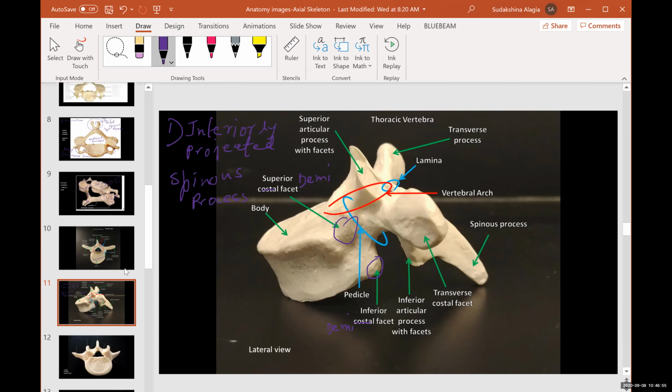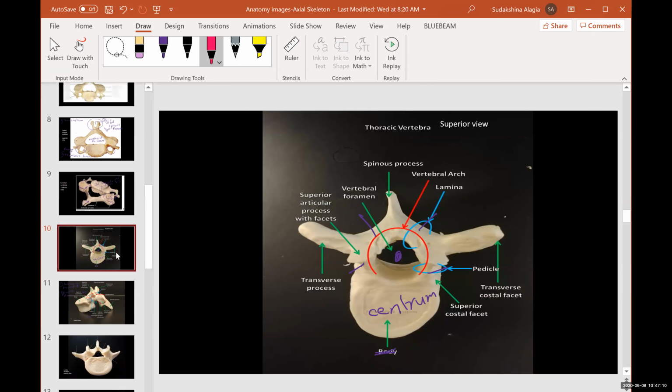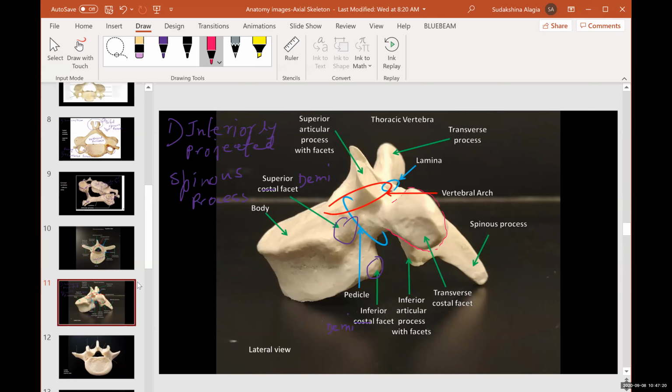Another feature is when you look at the transverse process, which I'm going to trace here. The edge of the transverse process, same thing, is because of the ribs. It has to articulate with ribs. There is a facet, as if a surface that has been cut. That's called the transverse facet.